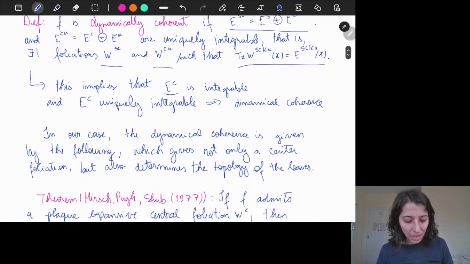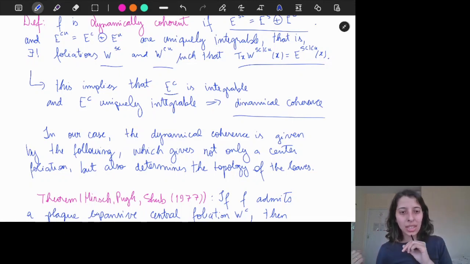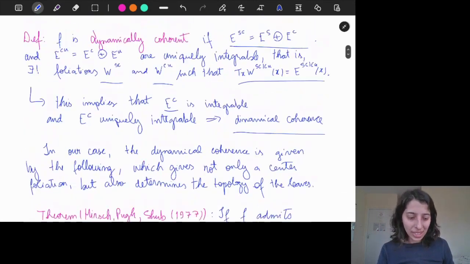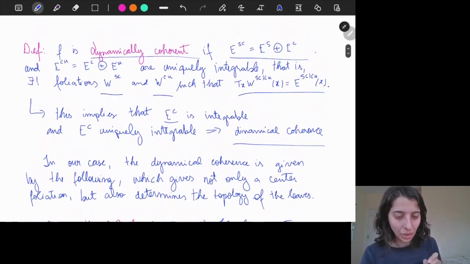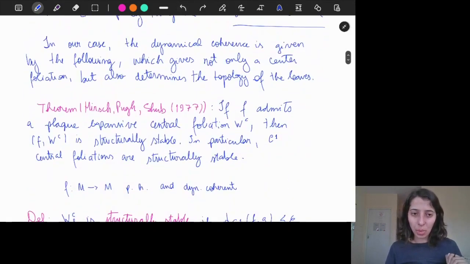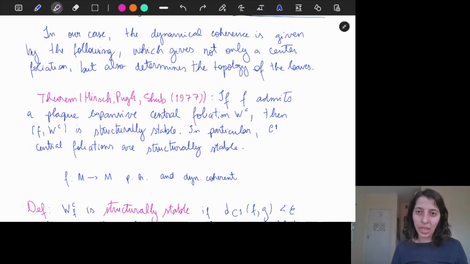And if E^c is uniquely integrable, we also have dynamical coherence, because we can take this center foliation, and for each point on the center foliation, we take the stable one passing through it. And when we make this union, you get the center stable leaf, and the same for the unstable one. This is not necessarily true in general for partially hyperbolic maps, but in our context, it will be true. So in our case, the dynamical coherence is given by the following.